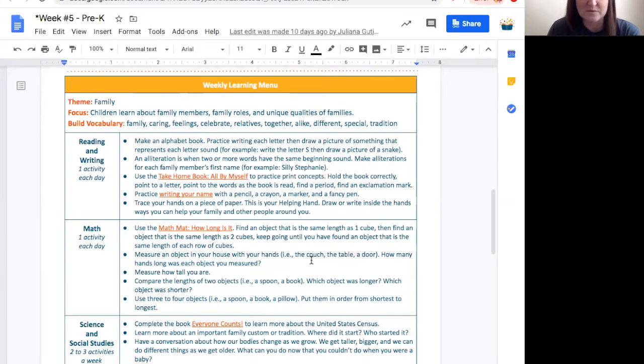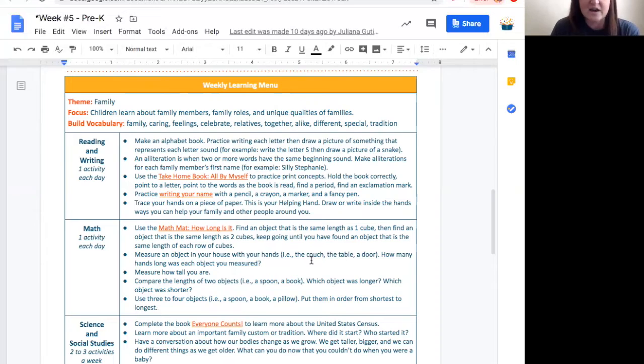So a couple of things I want to point out to you. This week we included making an alphabet book. This will include all the letters of the alphabet that we've worked on this year. And so there's lots of different ways that you can do that. But what we'll want to do is write the letter, the uppercase and lowercase if we can, and then draw a picture that your child can associate with that letter sound. So for example, if the letter is S, then your child could draw a picture of a snake.